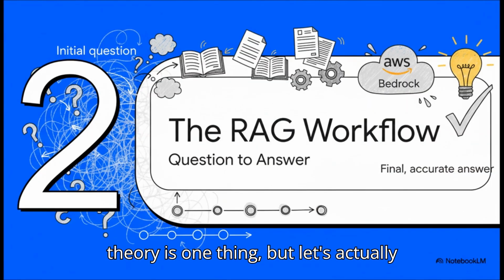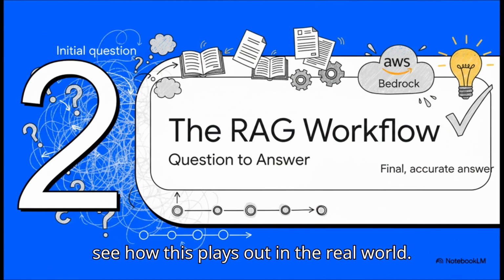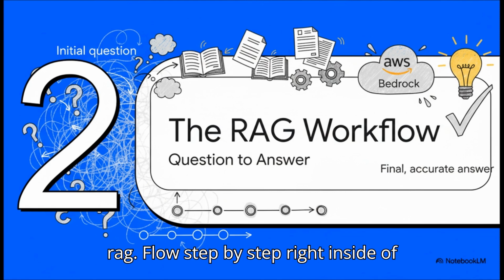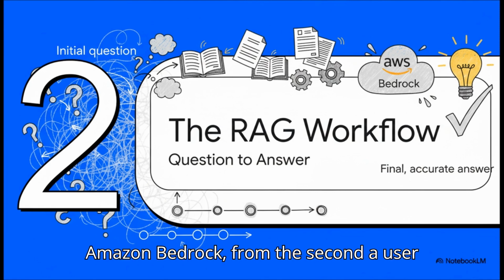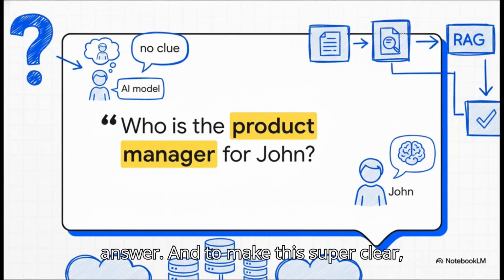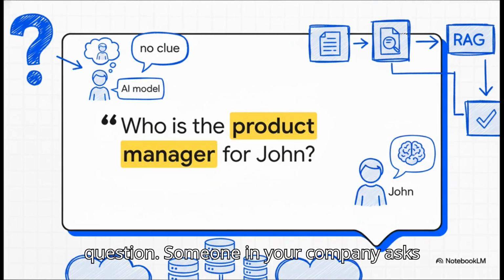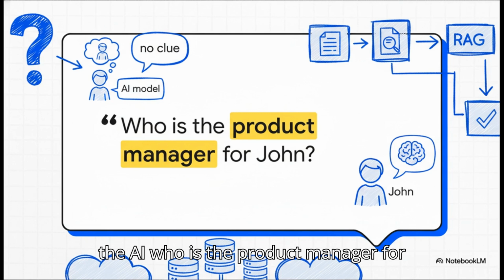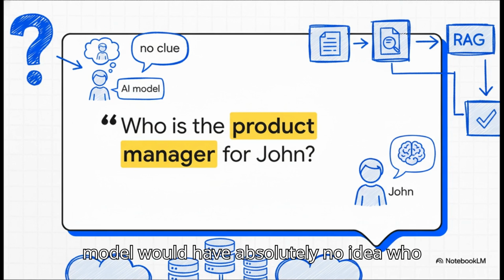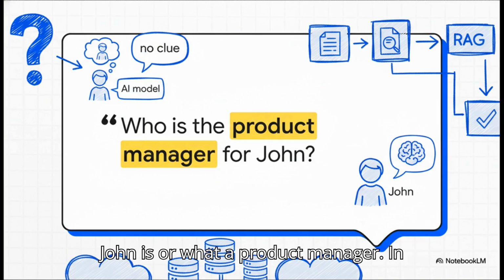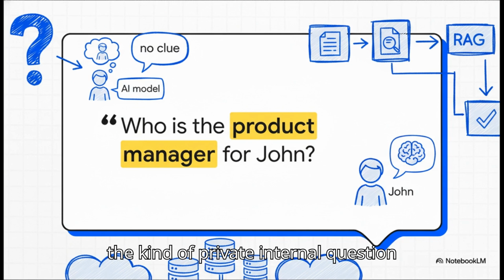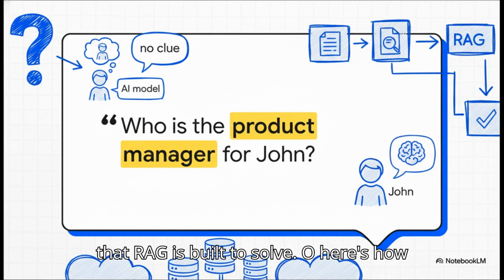Okay, so theory is one thing, but let's actually see how this plays out in the real world. We're going to walk through the entire RAG workflow step by step right inside of Amazon Bedrock, from the second a user asks a question to the moment they get an answer. And to make this super clear, let's use a perfect everyday kind of question. Someone in your company asks the AI, who is the product manager for John? Now think about it. A standard model would have absolutely no idea who John is or what a product manager is in your company's context. This is exactly the kind of private internal question that RAG is built to solve.